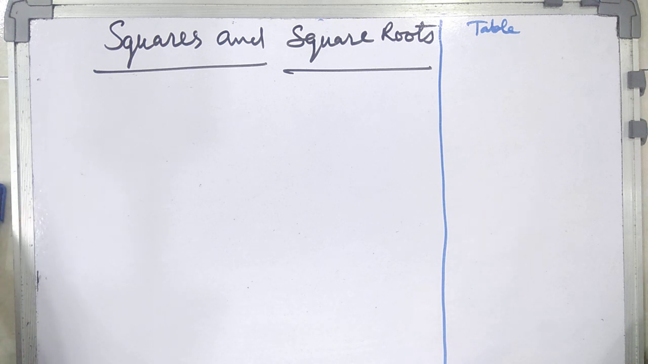So students, today I am going to start a new chapter, chapter number 6, squares and square roots. This is a very interesting chapter, students.